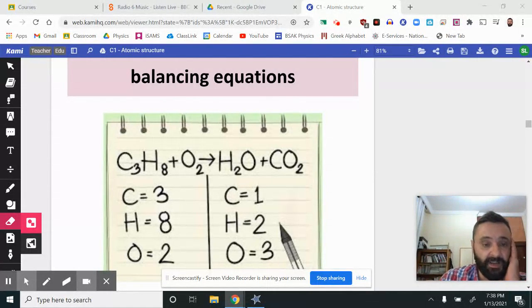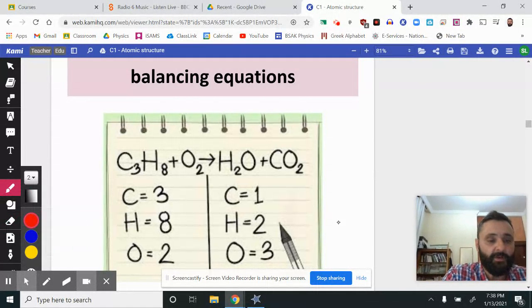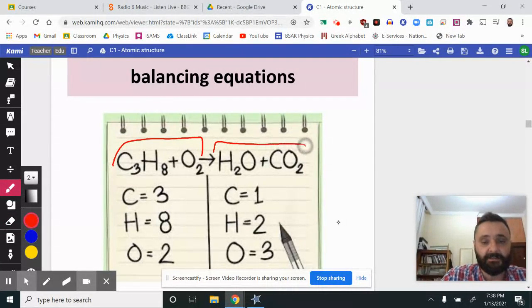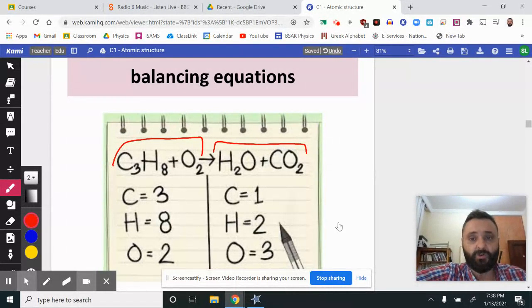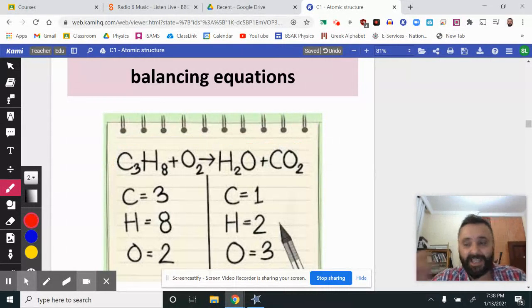Okay, so what have we got here? We've got C3H8 plus O2. C3H8 is a hydrocarbon. I can't remember off the top of my head which one it is, but it's a fuel. It will burn, like all fuels do, in oxygen to produce water and carbon dioxide. Now, on the left, we've got the reactants. On the right, we've got the products. But like I said before, the total numbers of atoms of each element before and after has to balance.